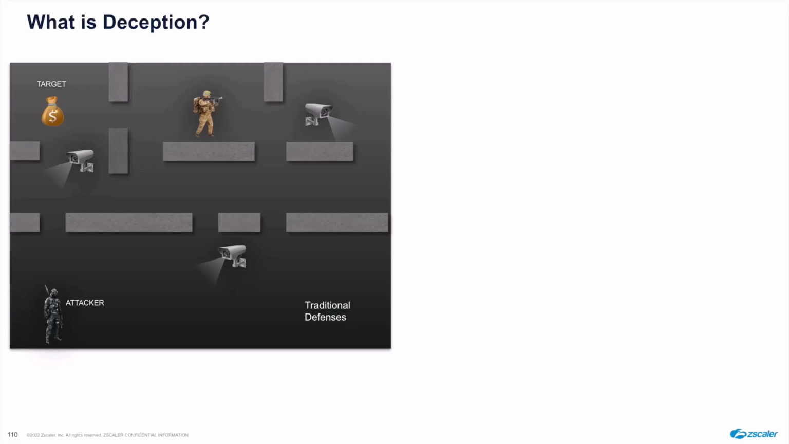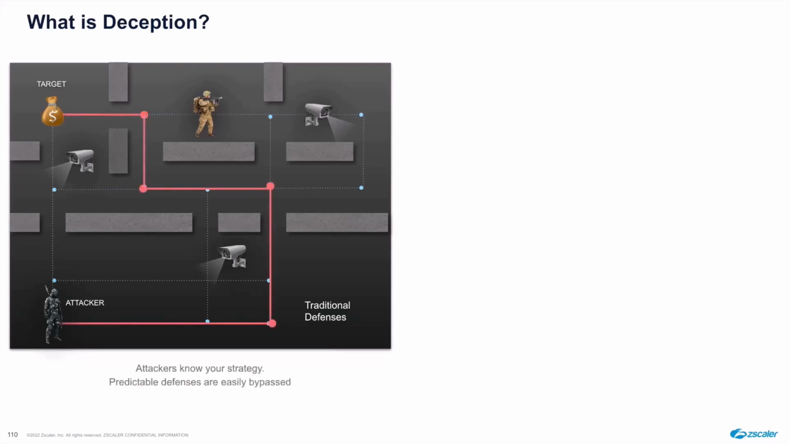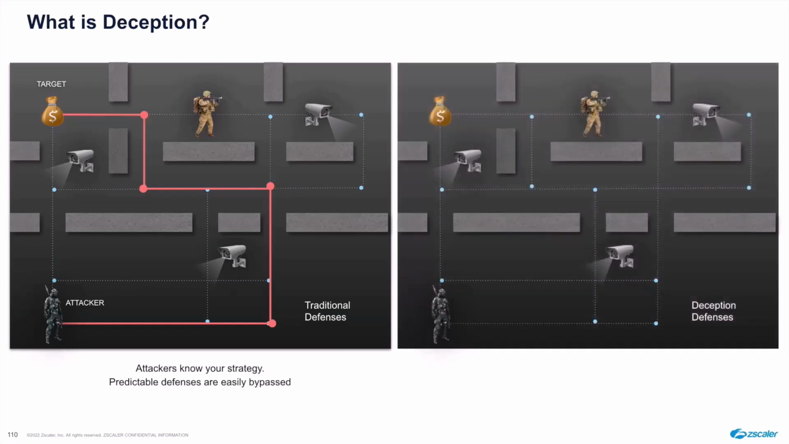He is part of an organized ransomware group. They've done their homework and know that you've got a firewall, network monitoring, and a SOC. With all of that knowledge, he circumvents your defenses and runs off with a pot of gold. Now let's see what would happen in the same situation if we had deception in the environment.